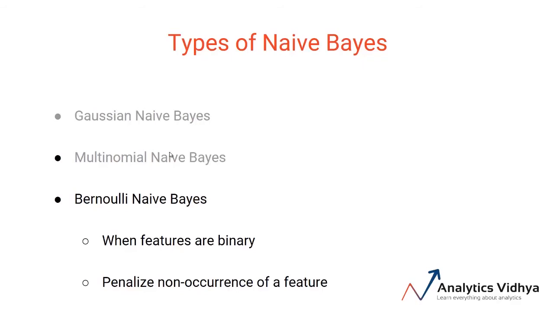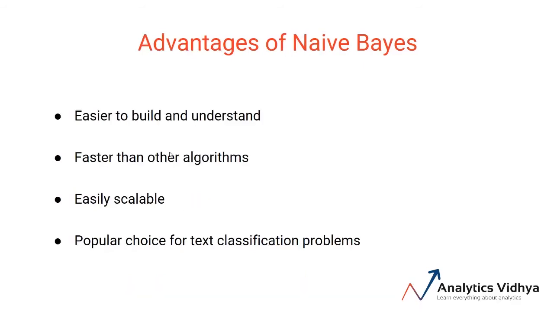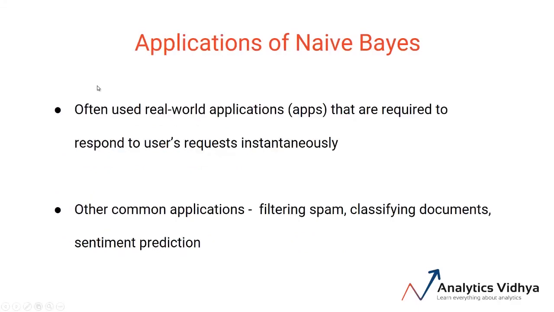So now that we know which technique to use when, let us look at some advantages of Naive Bayes algorithm. This algorithm is easier to build and simpler to understand, and it is much faster than other algorithms since it is not calculating the interaction between features or the combination of features. Instead, it's just calculating the probabilities. Naive Bayes is also easily scalable and hence is widely used in the industry, and it is a popular choice for text classification problems.